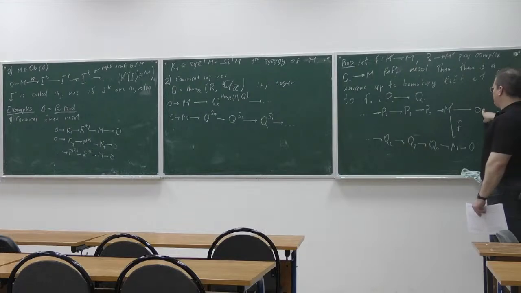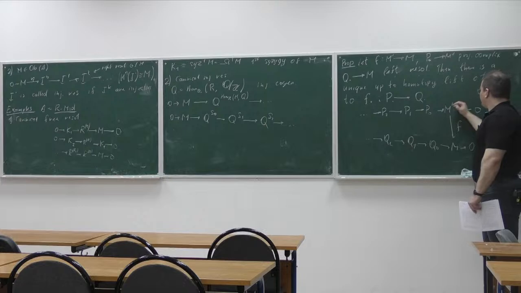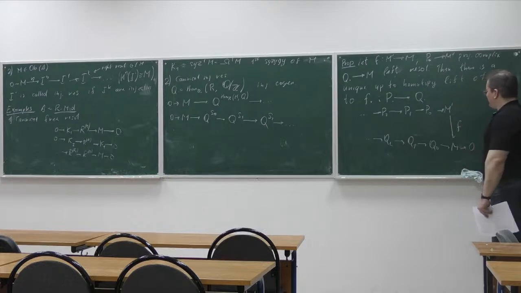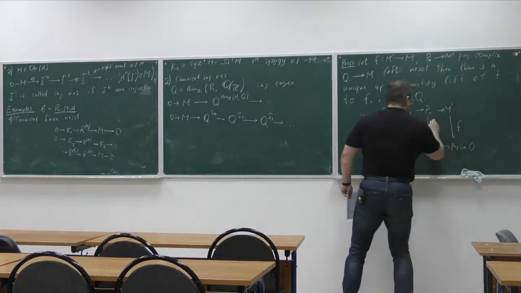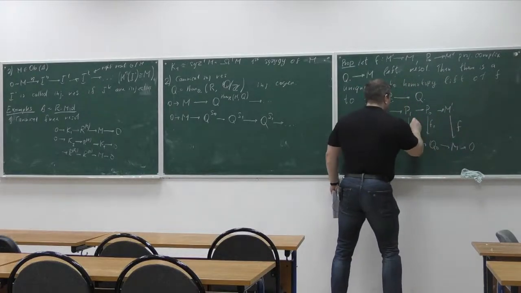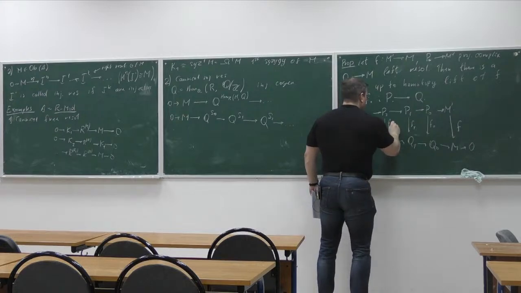Well, I think you're right. Maybe I need to erase this 0. Okay, so the claim is that I can leave this and construct maps F0, F1, F2, etc.